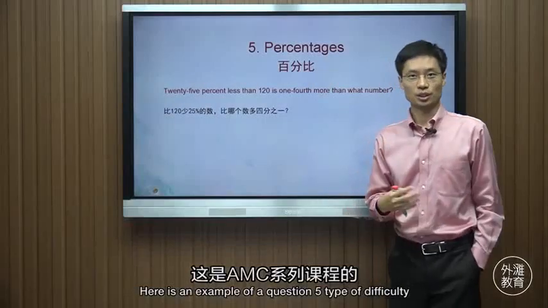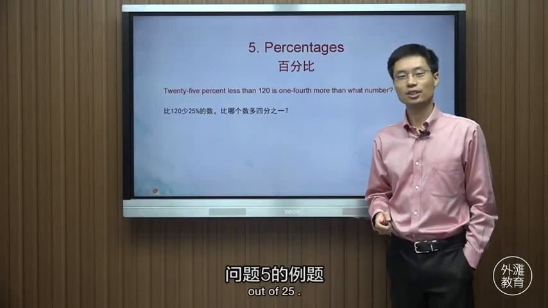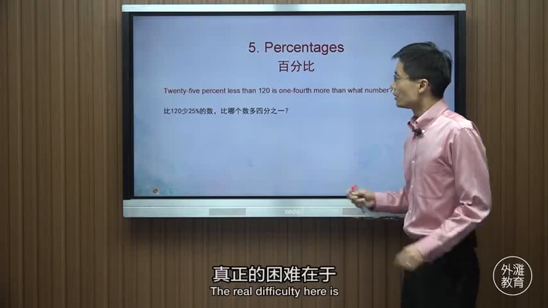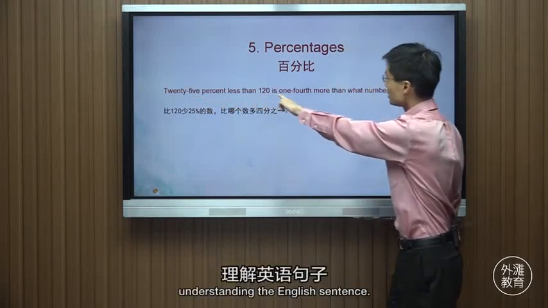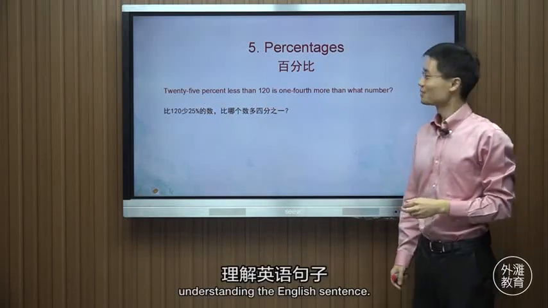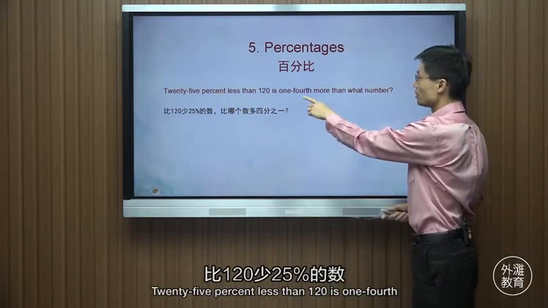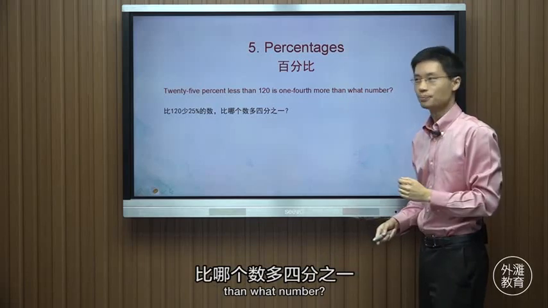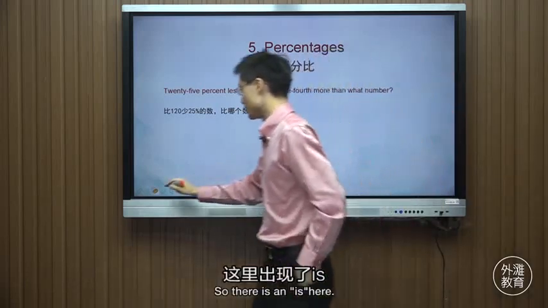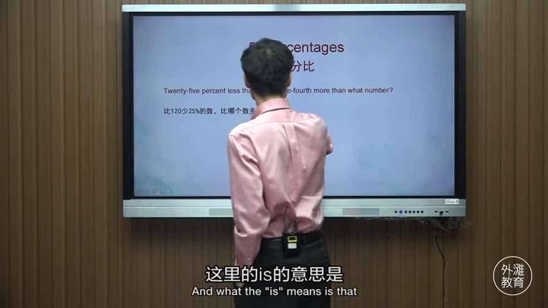Here is an example of a question 5 type of difficulty out of 25. The real difficulty here is understanding the English sentence. 25% less than 120 is 1/4 more than what number? So there's an "is" here, and what the "is" means is that that's an equal sign.